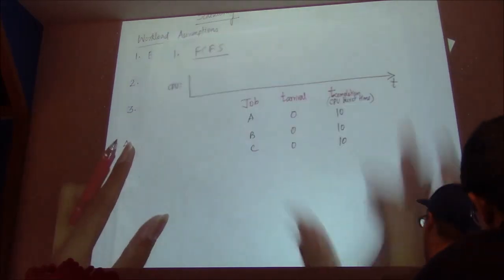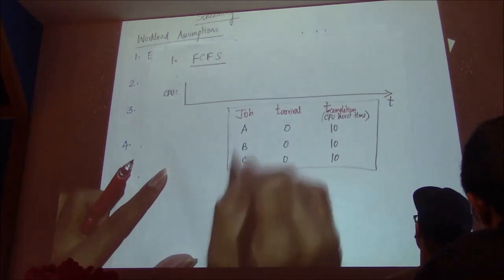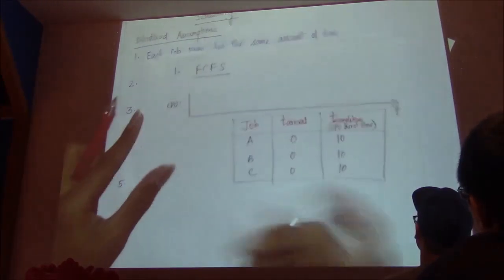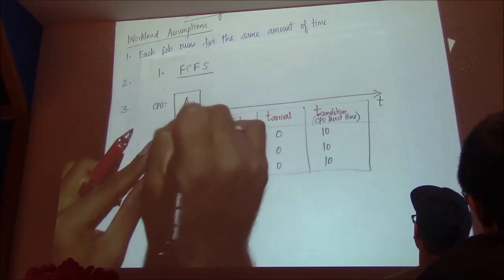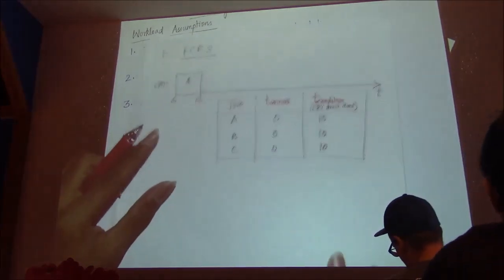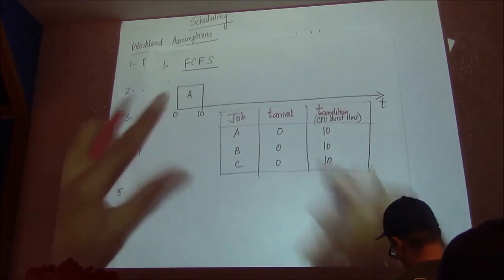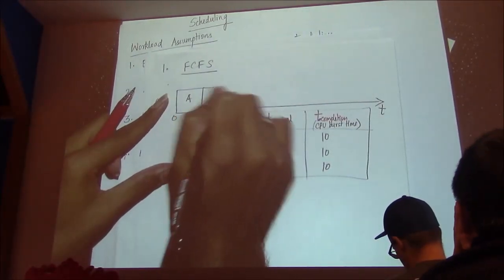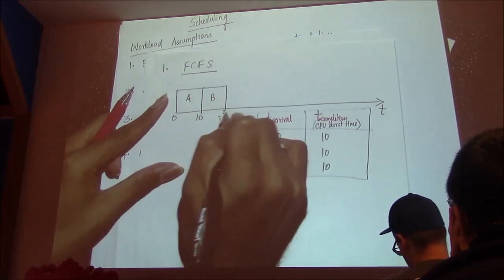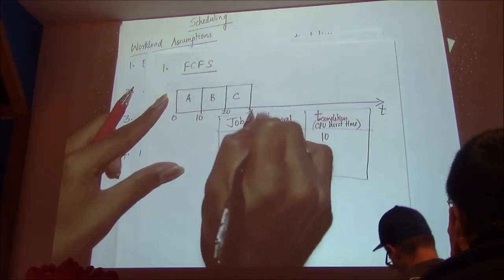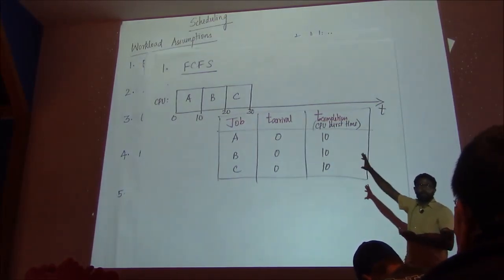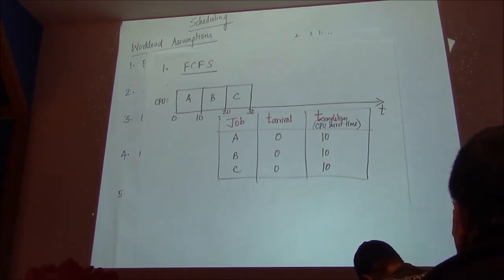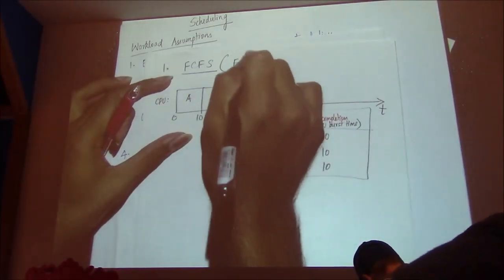With these three jobs, if we have a scheduler like first come, first serve, it can choose any one of A, B, and C. So let's assume it chooses A, and it starts at 0 and runs till 10 seconds, and then it immediately chooses B, runs till 20 seconds, and it immediately chooses C, and runs till 30 seconds. This keeps on going. Okay, there is no problem here. All three jobs were scheduled properly. And another name for first come first serve is first in first out.